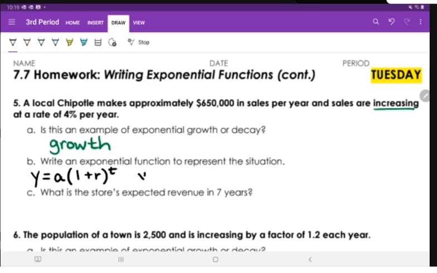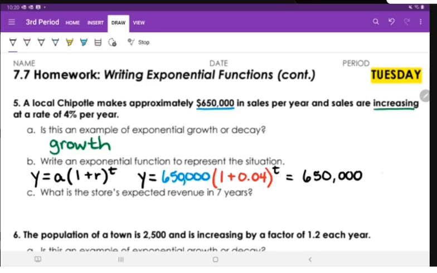Anybody want to help me figure out what a is? That's our starting amount. $650,000. And then our r, or our rate, is 4%. But we have to convert that into a decimal, which will be 0.04. So if we were to simplify this a little bit, we would get y equals 650,000 times 1.04 to the t.